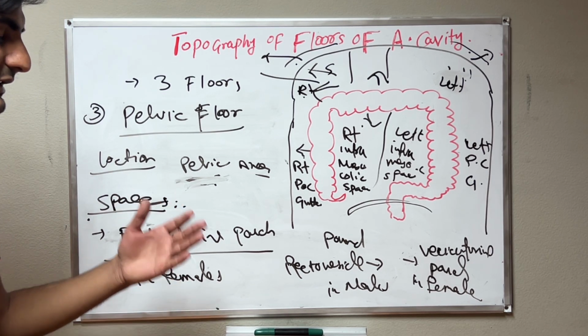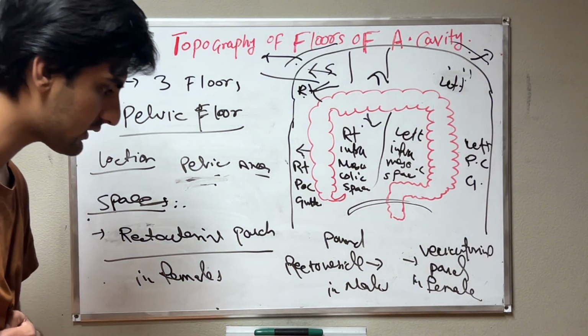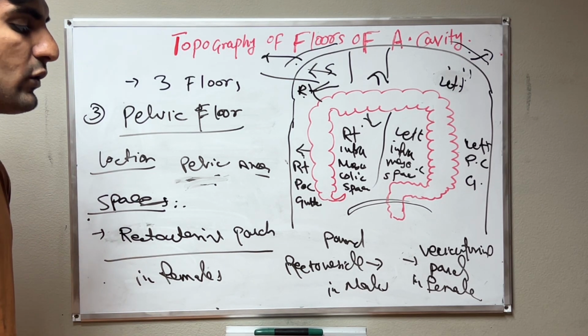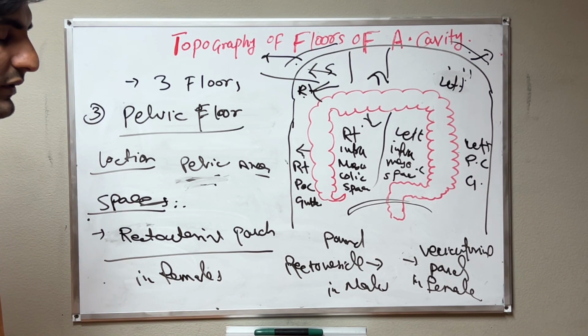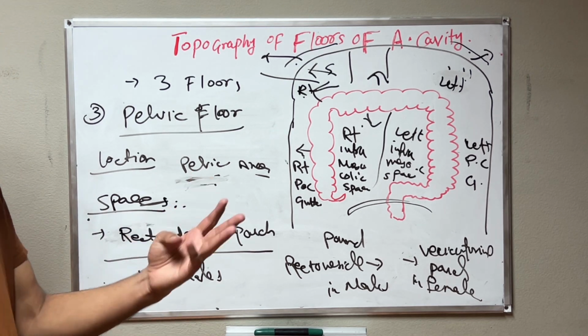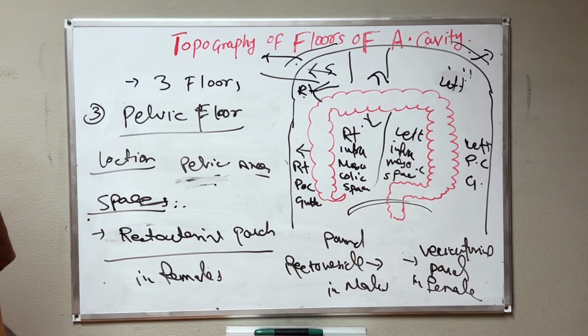Okay, then we have the third floor, the pelvic floor, which is located in the pelvic cavity. There we have contents: sigmoid colon, rectum, the reproductive organs of males and females, and urinary bladder also in males and females. There we have spaces, which are three pouches: recto-uterine pouch, recto-vesical pouch, and vesico-uterine pouch. This is the topography of the floors of the abdominal cavity. Okay.